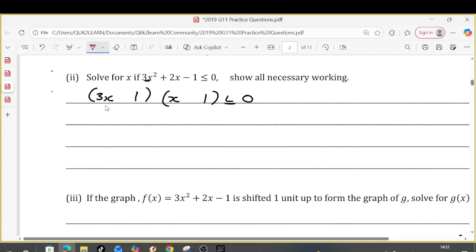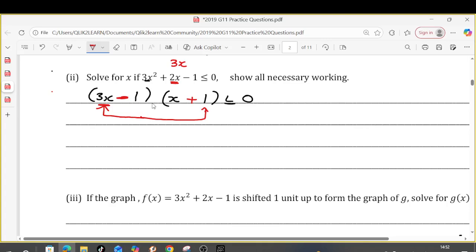Now look at this. You take this 3x and multiply it with the last number, which is 1. When you multiply these two, what do you get? 3x times 1 is 3x. So this one will give you 3x. Then you need to check, how can I get 2x as the middle term? I need to subtract. So this tells you that this bracket should be positive and this bracket should be negative.